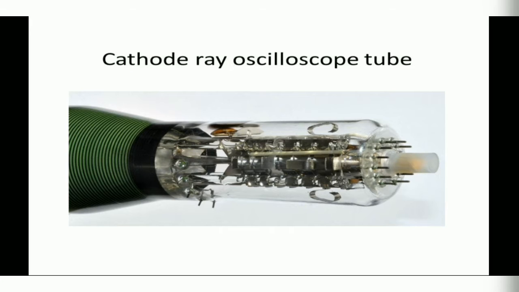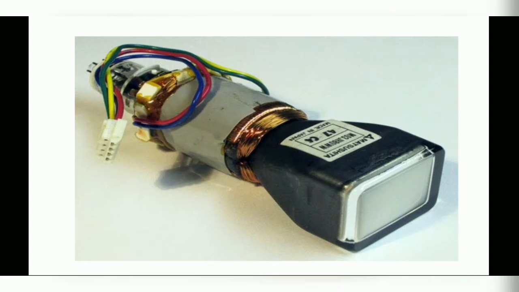So this is the actual image of cathode ray oscilloscope tube, that is CRT. This is also an image of this CRT.